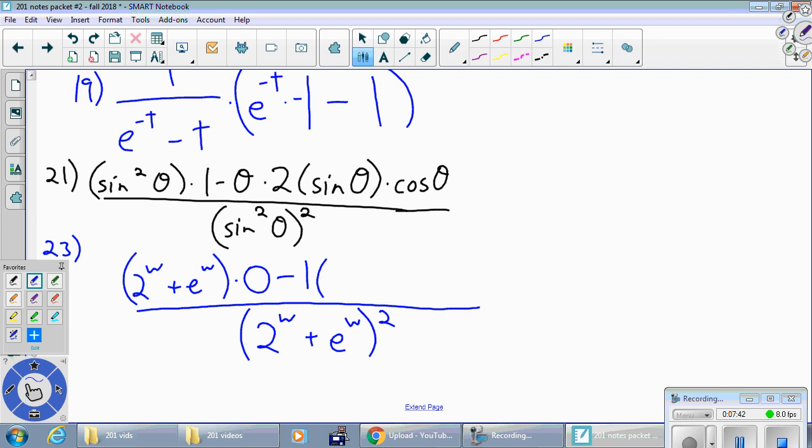Okay, 2 to the w plus e to the w. There's a plus sign, so I'm doing 2 separate derivatives. 2 to the w, that's like a to the x. So 2 to the w stays 2 to the w, but then times ln of 2, the base. E to the w is like e to the x, and its derivative is simply e to the w.